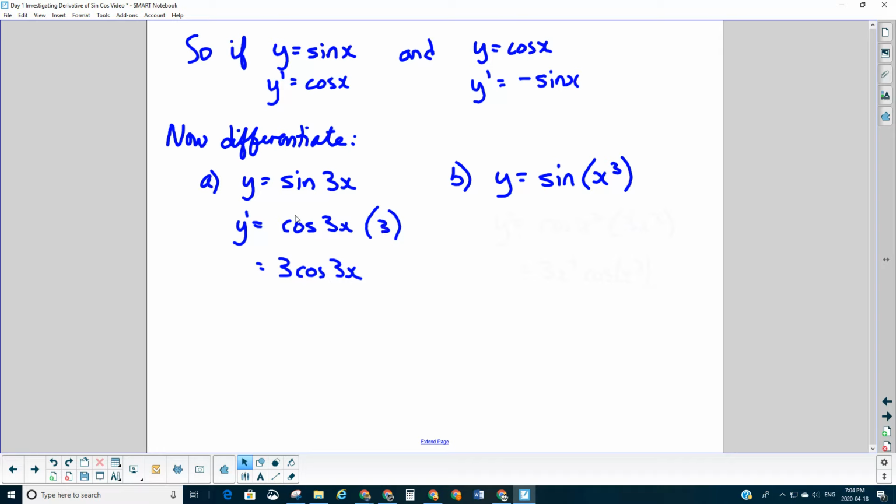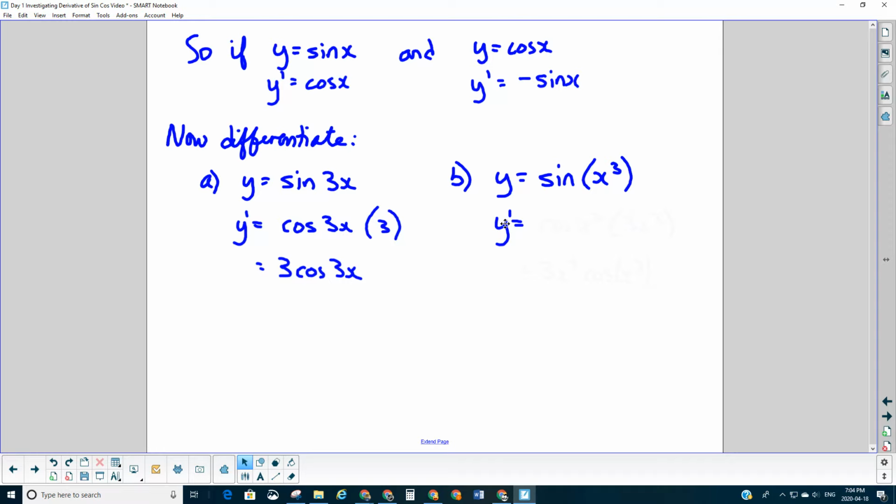It's just times 3, and so we end up with this. And therefore the derivative of sine 3x is 3 cos 3x. And I think that the one in the video you did was sine 2x, but you discovered that one was, of course, 2 cos 2x.